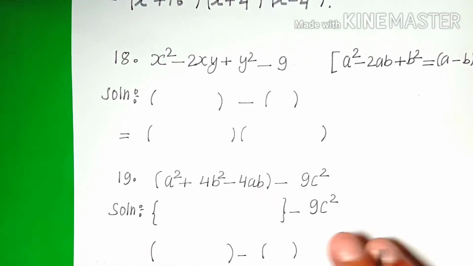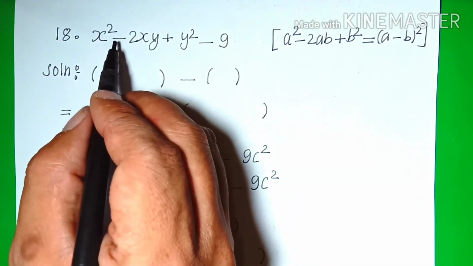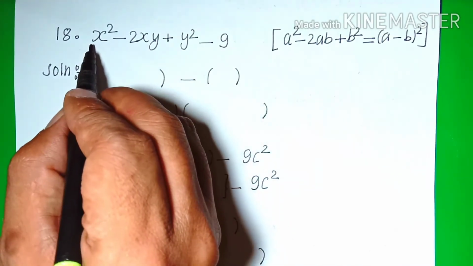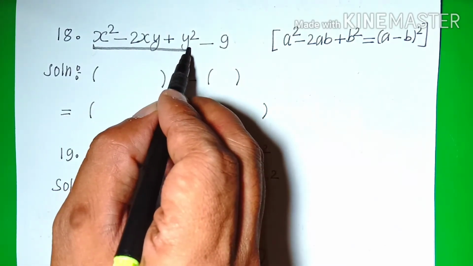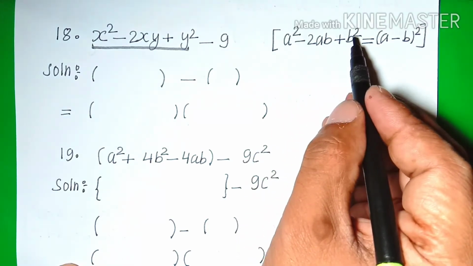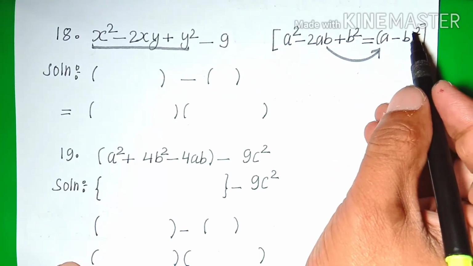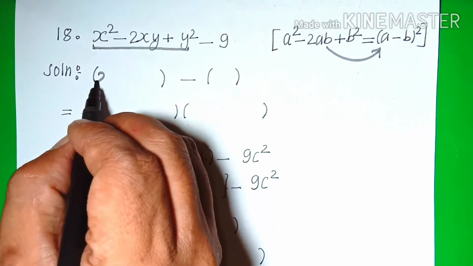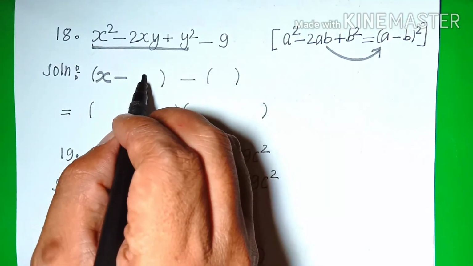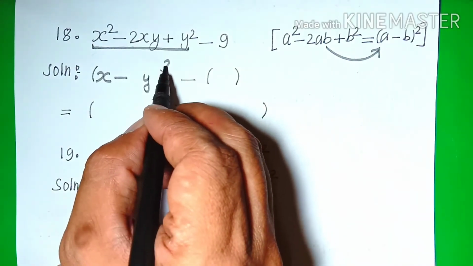Now the next one: x square minus 2xy plus y square minus 9. Clearly, we can see the first three terms are in the form a square minus 2ab plus b square, and that can be taken in the form of a minus b the whole square. So a means x, followed by minus b, which means y. So (a minus b) the whole square, we take here the whole square.